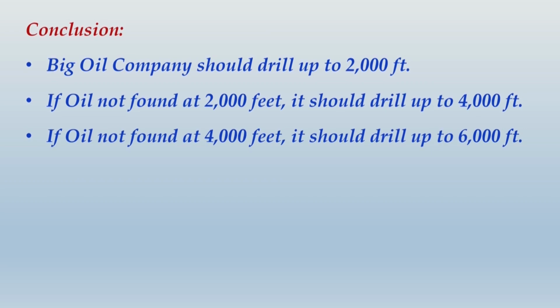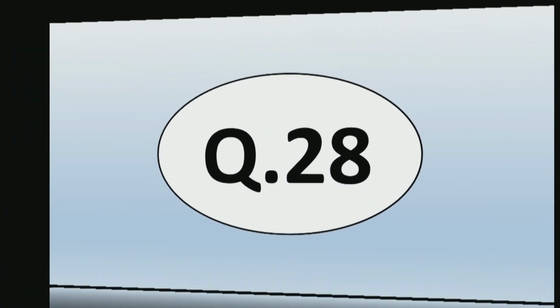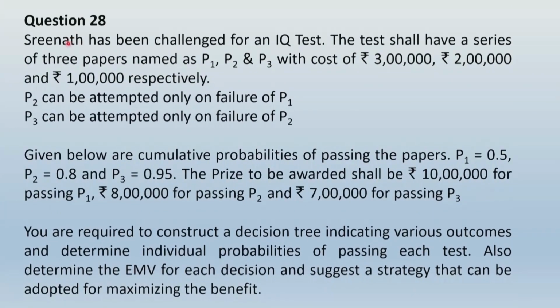Alright friends, once you have completed writing this entire solution, let us move ahead and take up one more question for practice. That will be question number 28. Let us read this question. Srinath has been challenged for an IQ test. The test shall have a series of 3 papers named P1, P2 and P3 with cost of rupees 3 lakhs, rupees 2 lakhs and rupees 1 lakh respectively.